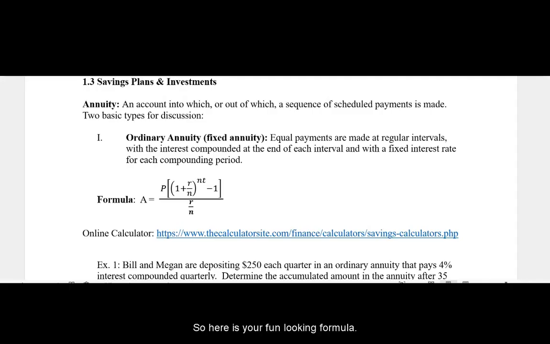So here is your fun looking formula. All of the variables are exactly what we've been using before. So nothing new. You still have P. Now P though, in this case, instead of it being your principal amount, like your loan amount or your savings amount, P is your payments. In other words, how much you're putting away each month. You can think of it as the deposit amount.